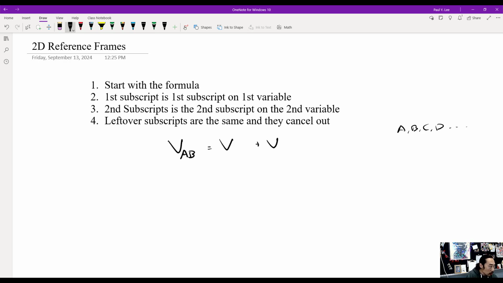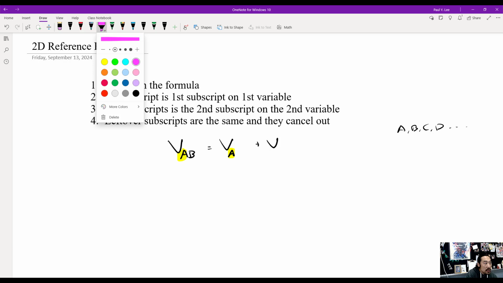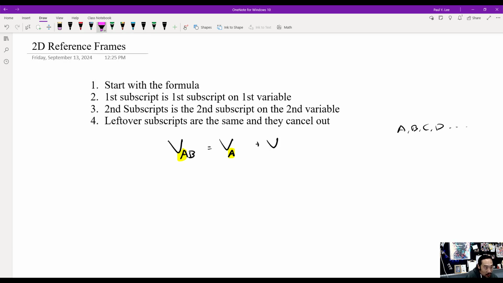alphabetical. According to step 2, the first subscript is the first subscript on the first variable. So the first subscript over here is going to be equal to the first subscript for the first variable. This is the first variable, and that is the first subscript spot, so I'm going to put an A there. Second one, it says the second subscript is the second subscript on the second variable. That's a tongue twister. That's the second subscript, and the leftover V all the way on the right-hand side, that's the second variable, and we're going to put that after the comma right there. So this will be B.